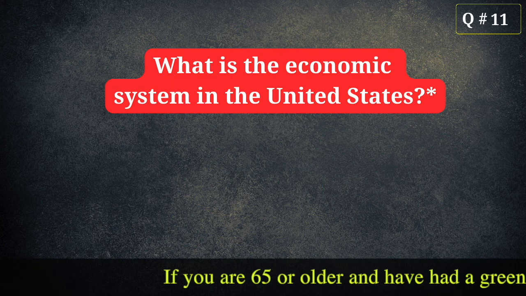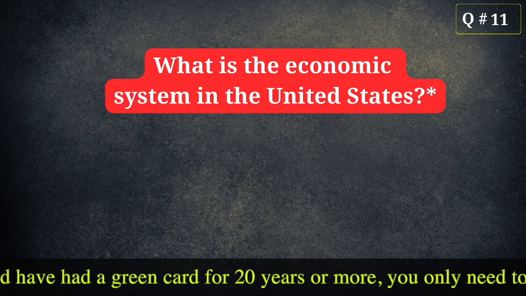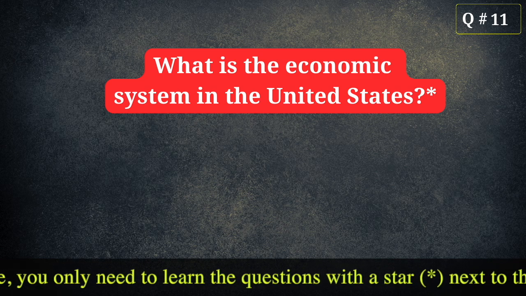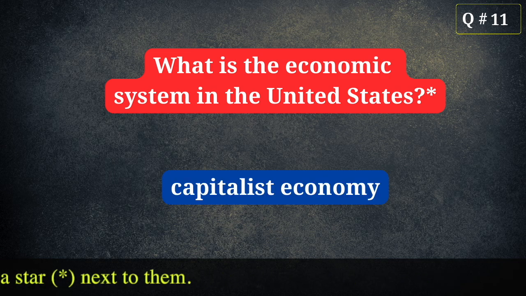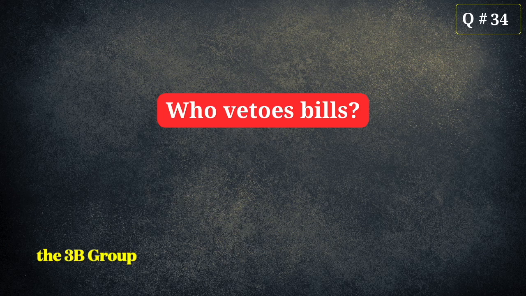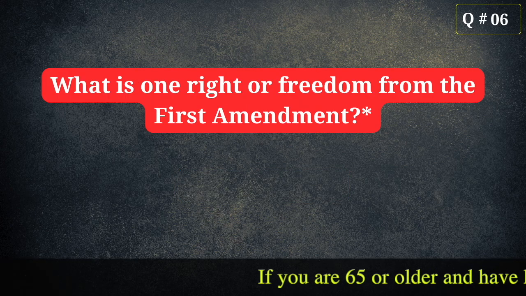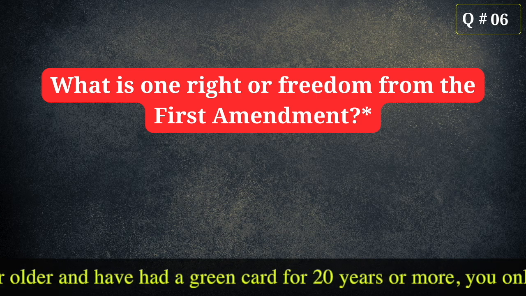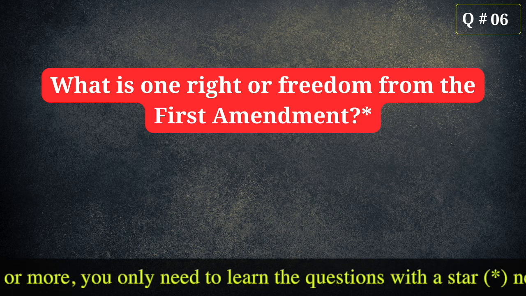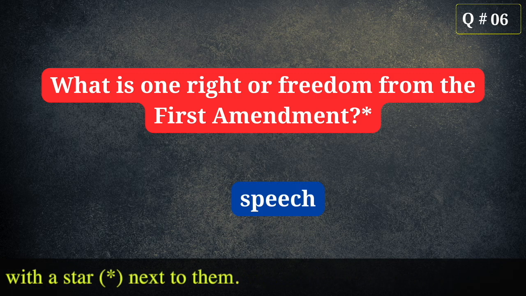What is the economic system in the United States? Capitalist economy. Who vetoes bills? The President. What is one right or freedom from the First Amendment? Speech.